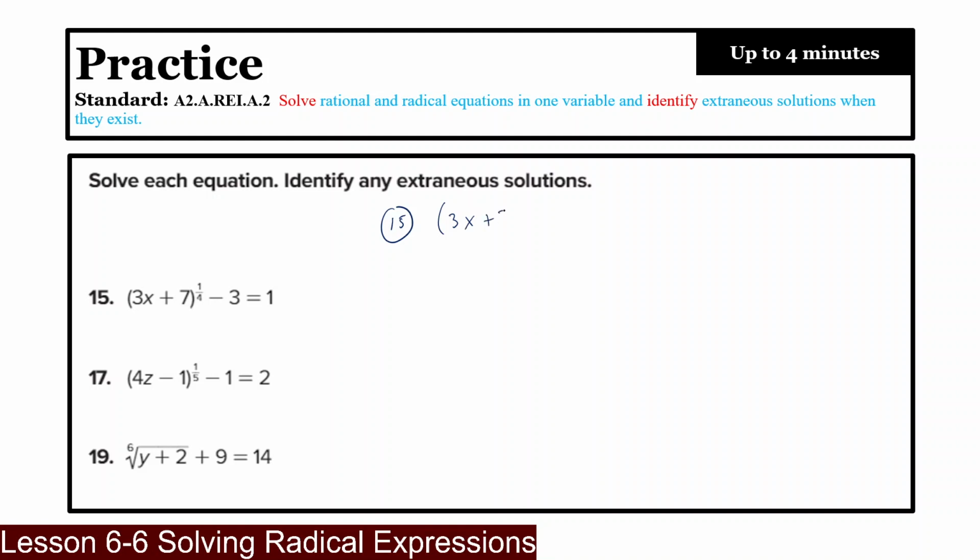Alright, (3x + 7) raised to 1/4 minus 3 equals 1. And we know this is a radical problem because the exponent is in the form of a fraction, so we know that this is a radical form. We can't do anything about it right now because we have a minus 3. So first we have to add 3 to both sides, doing the opposite.